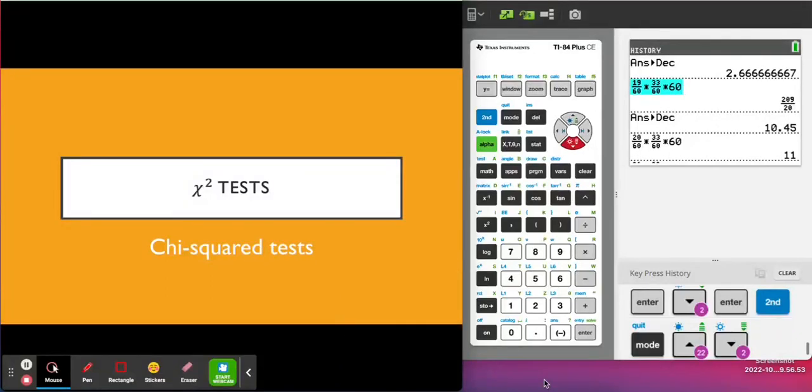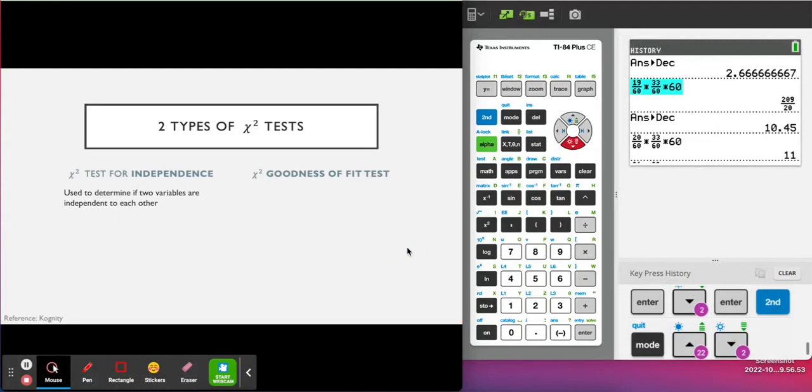In this video, we're going to start talking about the chi-squared tests, which is another one of our hypothesis testings. First thing, there are two different types of chi-squared tests. One is to show independence, and the other one is called goodness of fit, and that one is to determine if your data fits a given distribution. In this video, I'm going to focus on the chi-squared test for independence.